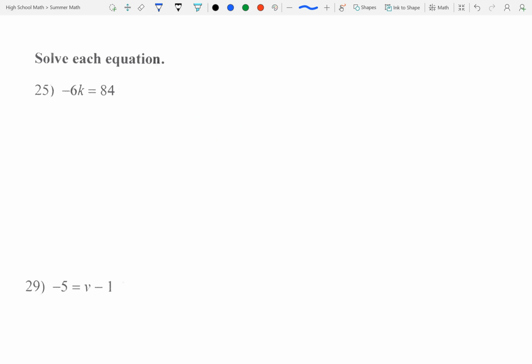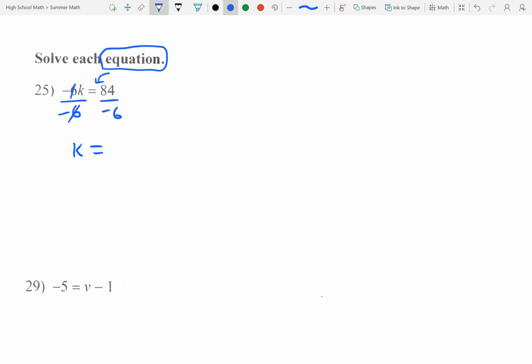Solve the equation. An equation is 2 expressions with an equals in between. We're looking to find the value of k that makes our statement true. We use inverse operations. This is negative 6 times k. Connected implies multiply. We will undo multiplication with its inverse, division. Dividing by negative 6 on both sides. Negative 6 divides negative 6 to leave k.